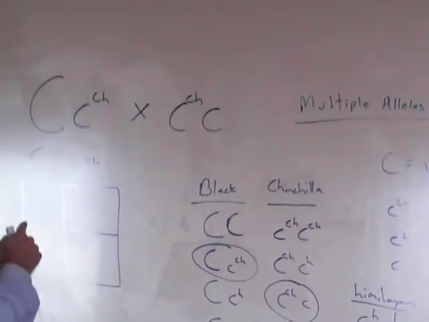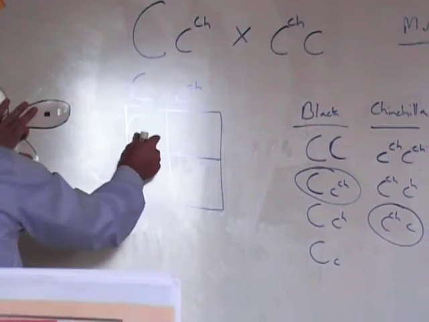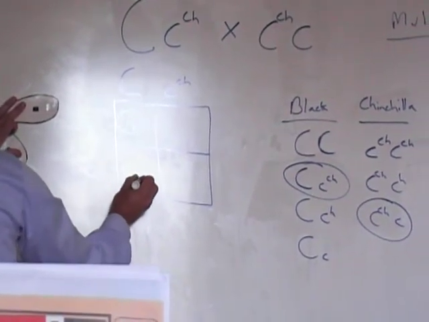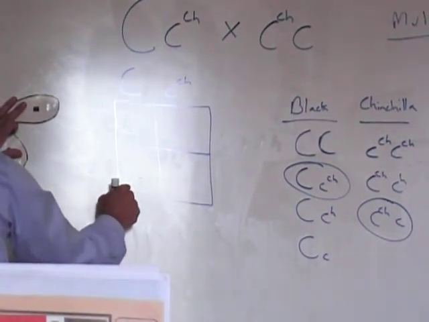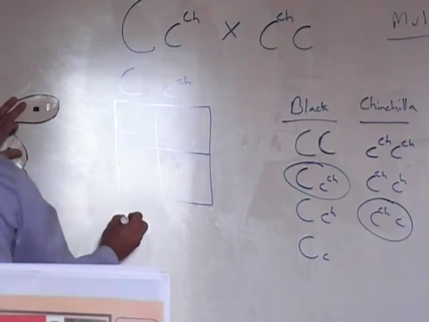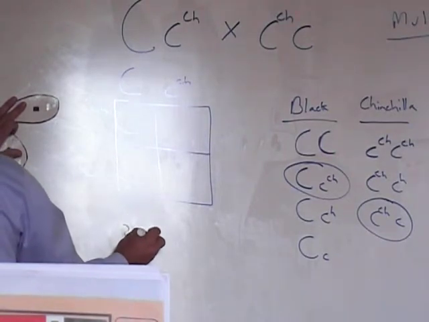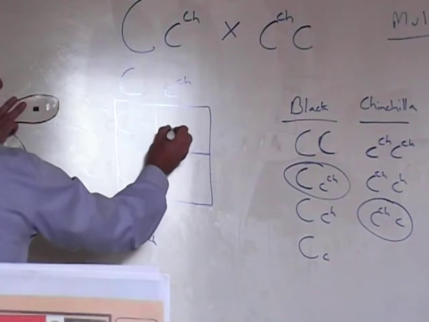C-C-H-C-H. What is this? That's a black. It's a black. That's what I got. Big C, little c. What is that? Black. Both of those are black. Okay, I got 50% black. Those two are black. And then what about the other side?